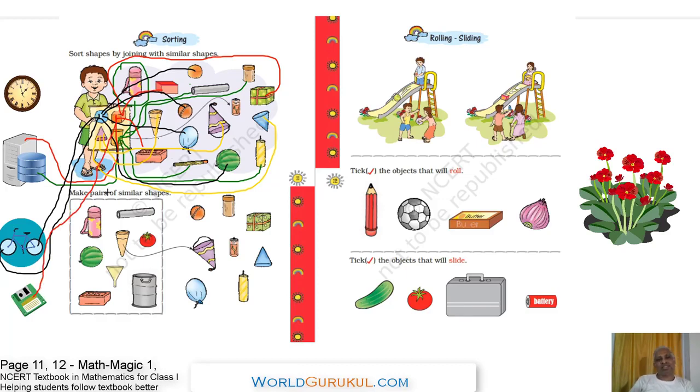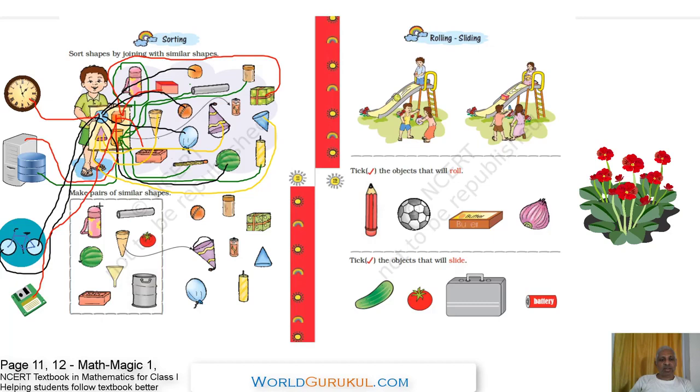Okay, we're done. We forgot the watch here. Watch is also like a circle. Let us draw a line from here to this watch, wall clock. Okay. Now we have done the sorting. Sorting means keeping the same type of things in one place, right?